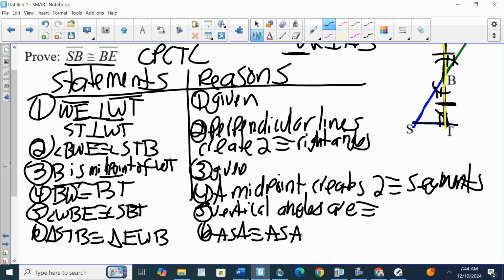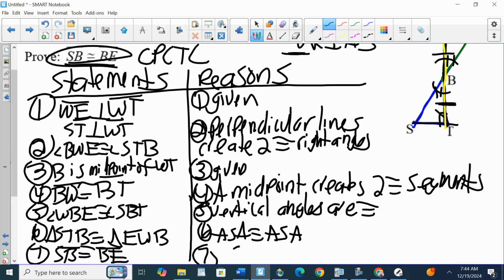And now that I have the triangles are congruent, I can state the segments or angles. SB is congruent to BE. And the reason, after the triangles are congruent, I can state any of the corresponding parts, CPCTC. You want to get 1 point on this thing? Make sure you get the last step. SB is congruent to BE, CPCTC. There's a good place to start.